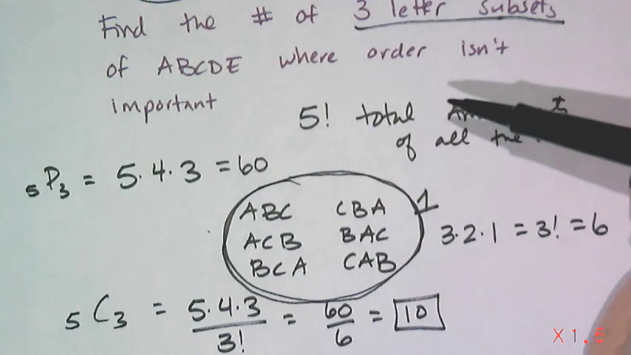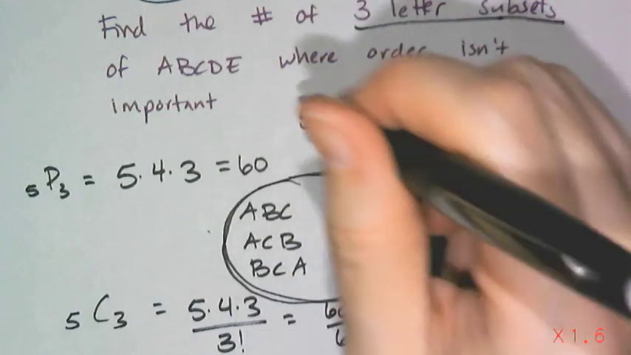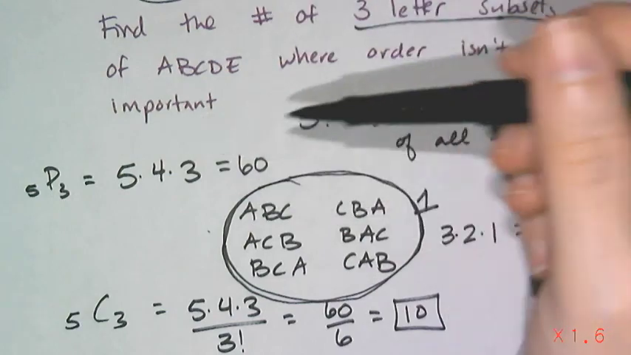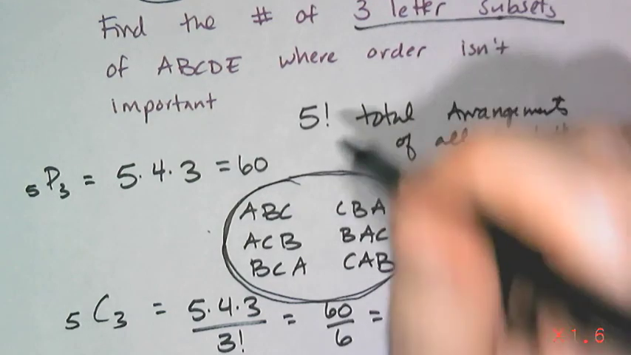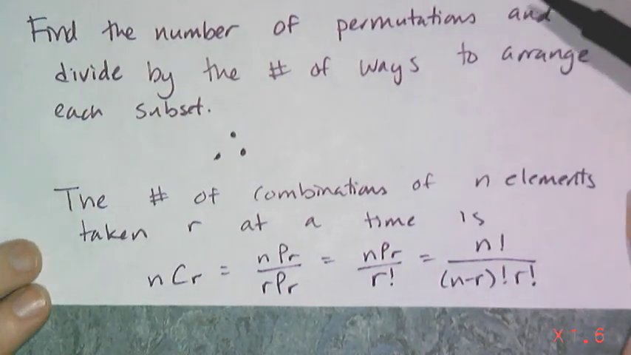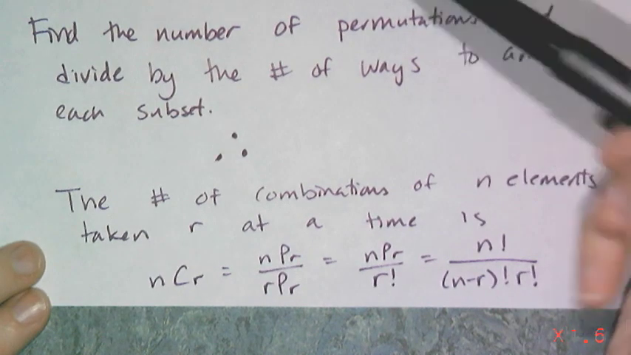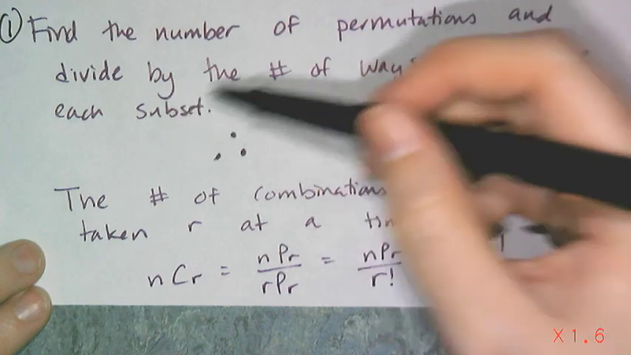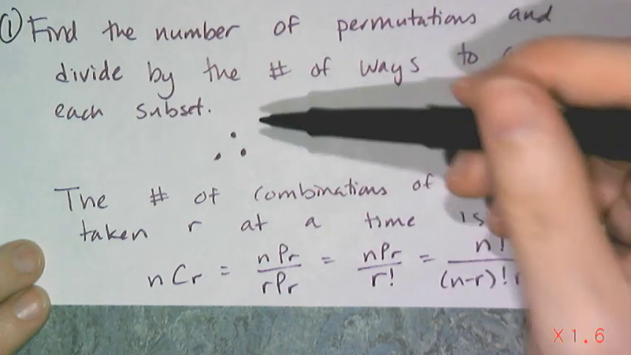It's like when I assign groups. I don't assign you a specific seat. I assign you a group to work in. I don't care which seat at the table you sit at, as long as you are with your group. So the procedure to find the number of combinations is to first find the number of permutations and divide by the number of ways to arrange each subset.